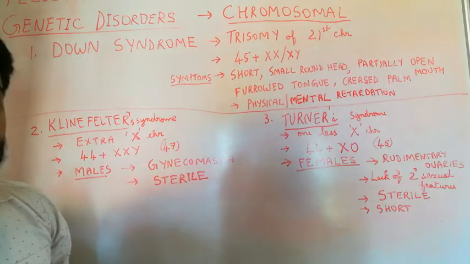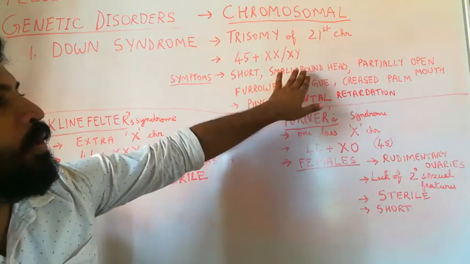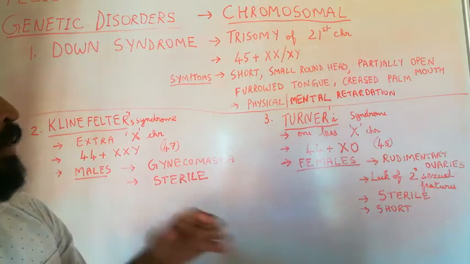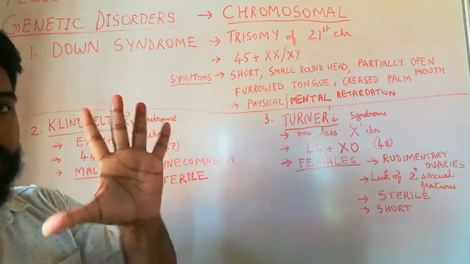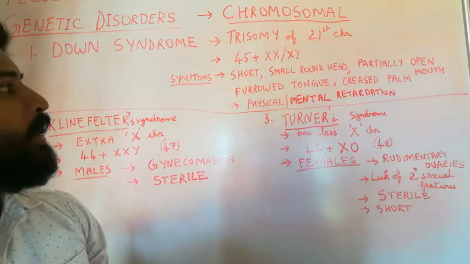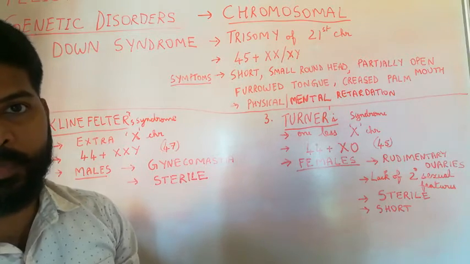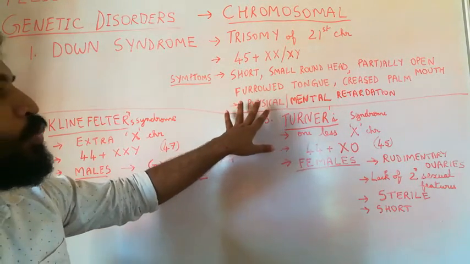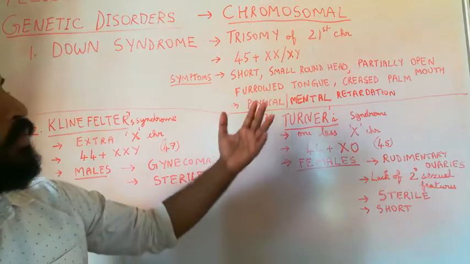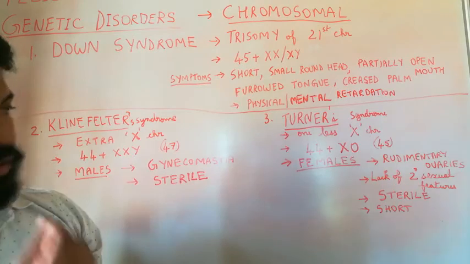Individuals who have Down syndrome exhibit the following symptoms. Usually they are short statured with a broad forehead and a round, very small head, a partially open mouth, a furrowed tongue, and a broad palm with a lot of creases, so a creased palm. Sometimes they could also have certain congenital heart conditions, and there is usually some lack of psychomotor skills, so they could be either physically or mentally retarded. That is about Down syndrome.